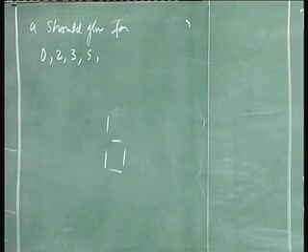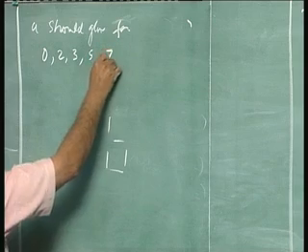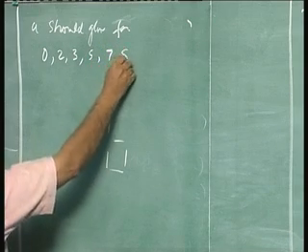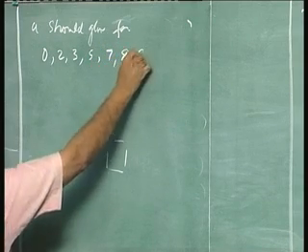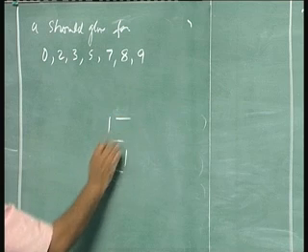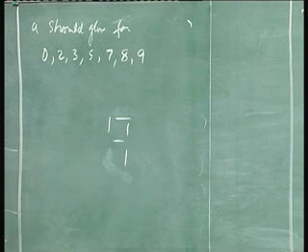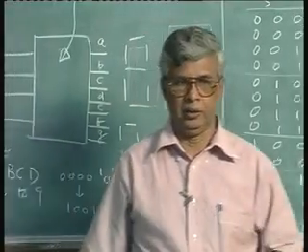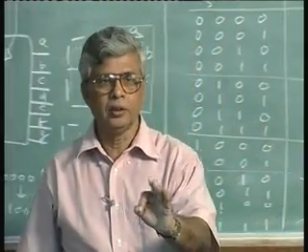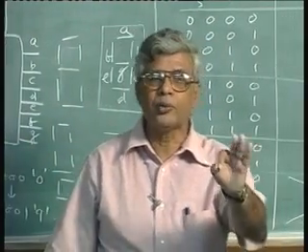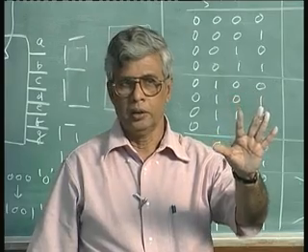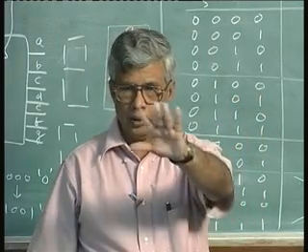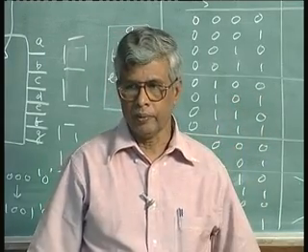7, A will glow for 7. 8, of course, all of them will glow. 9, because 9 will be like this. This is my 9. So A will glow for 0, 2, 3, 5, 7, 8, 9. Any questions? Does anyone not understand what I am saying? Looks simple to me at least, but if it is not clear, please tell me.